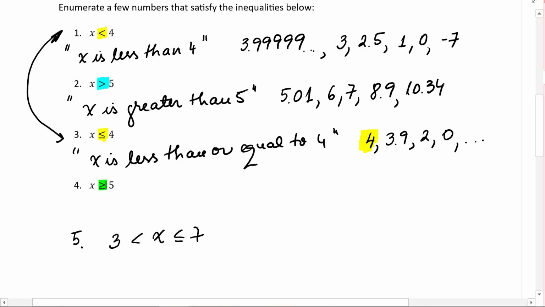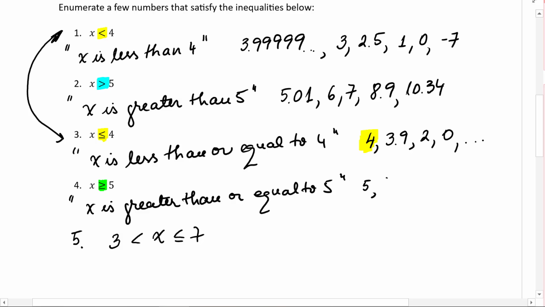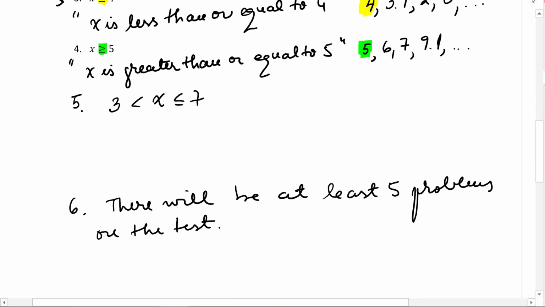Problem 4 is x greater than or equal to 5. So we say x is greater than or equal to 5. What that means is 5, 6, 7, 9.1, for example, and so on. And again, this time I included the 5 because of the symbol greater than or equal to 5. And I also can say x is at least 5. So I am including the value of 5.